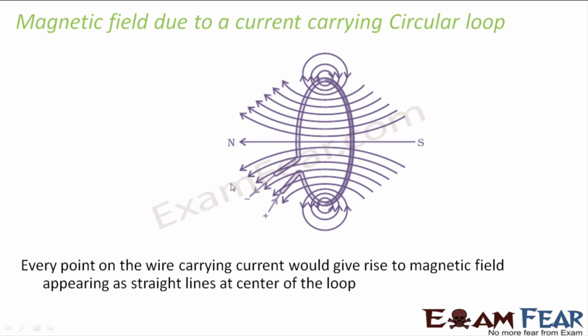So let us look at the pattern of the magnetic field in the case of the circular loop. Now, what is a current carrying circular loop? You can just imagine that the straight conductor we talked about in the previous slide, if you bend that straight conductor in the form of a circular loop, then what do you get? You get a current carrying circular loop, right? It will be somewhat like this. A current is flowing through this circular loop like this, okay?